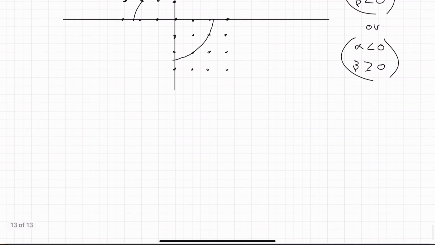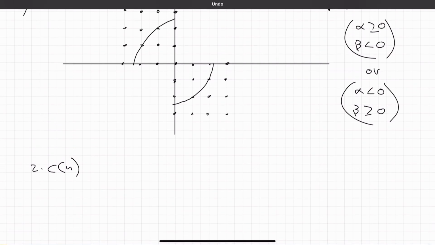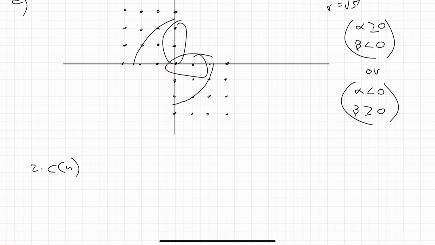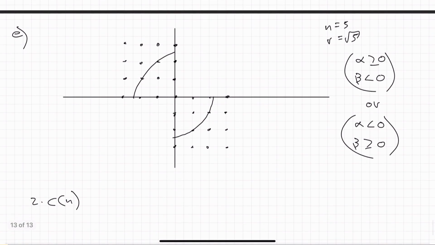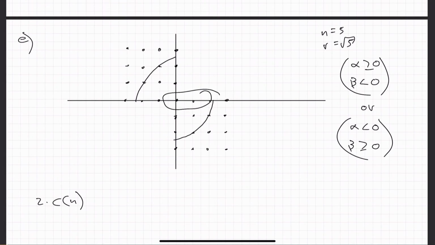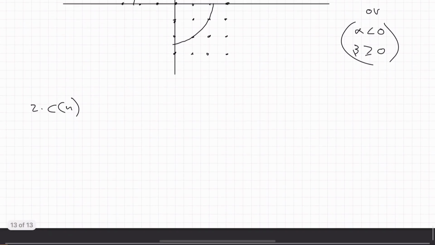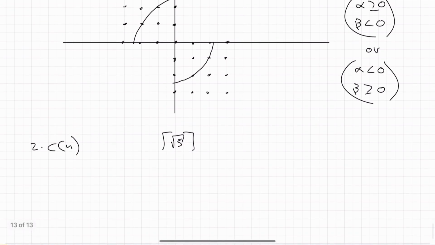So okay, the first thing is to actually calculate all of the points inside using C of n. So we're going to do 2 times C of n. And now we want to get rid of these. Well, including the origin. And how do we do that? Well, in this case, n is equal to 5, r is equal to root 5. So we want to get rid of 3 points. And we want to get rid of 3 points twice. So how do we do that? Well, the ceiling of root 5 is equal to what? It's equal to 3. So this works perfectly.